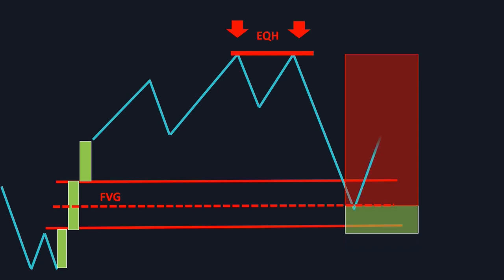You place a buy order in the middle of the FVG area, set your stop loss below the FVG zone, and target the take profit level at the equal high area.